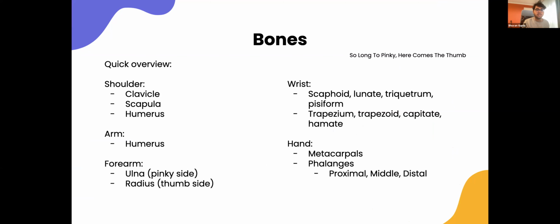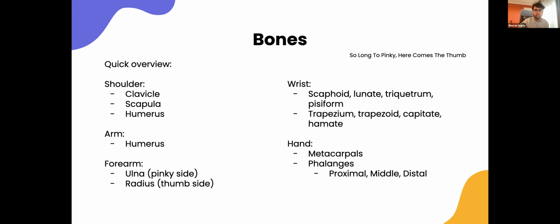And there's a bunch of mnemonics that you guys can use to memorize those. The one that I like to use is "so long to pinky, here comes the thumb," because whenever I would use the other ones, I'd forget where it starts. And so "so long to pinky" tells us that we start at the bottom and we go towards our pinky. And then we go to our second layer and we go from the hamate towards our thumb. So we can see all the wrist bones there. Another good way to check that you've done it right is the trapezium matches your thumb. And so if you end there and you're at your thumb, then you've done it right. And then of course our hand bones, which are just the metacarpals and the phalanges.